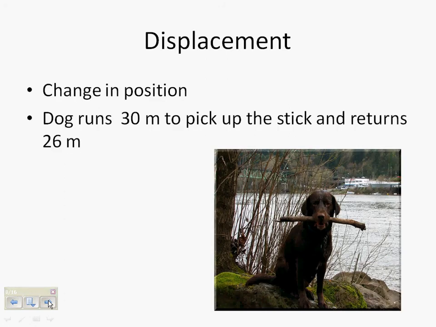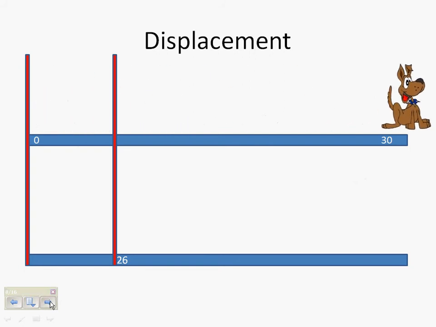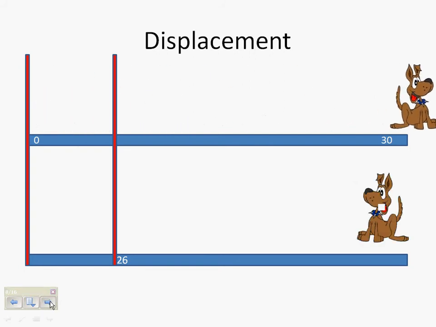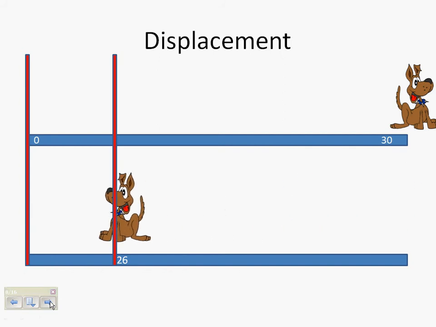Another definition is displacement. Displacement is the change in a position. So for example, we have a dog that runs 30 meters to pick up the stick and returns 26 meters. Doesn't come quite back to you. So a little animation for you. Off goes your dog, 30 meters in one direction. He comes back to you, 26 meters. His displacement is 4 meters.